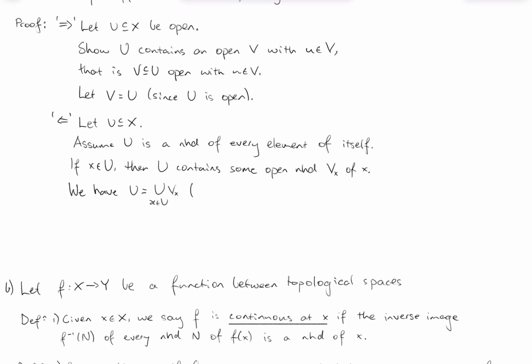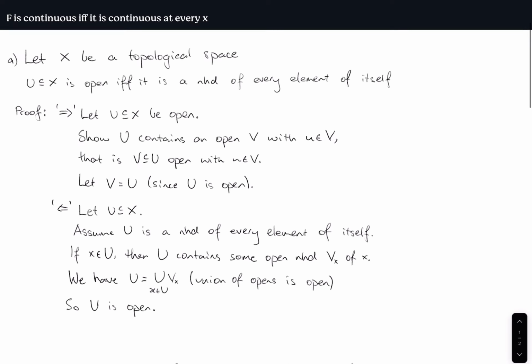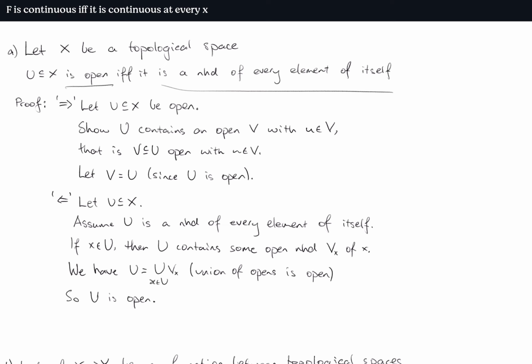And what happens if we take the union of open sets? The resulting set is an open set, and that requires a separate proof, but we're not going to go through it here. So we're just going to use the fact that the union of opens is open. So we've constructed our U. So U is open, which was what we wanted to show.